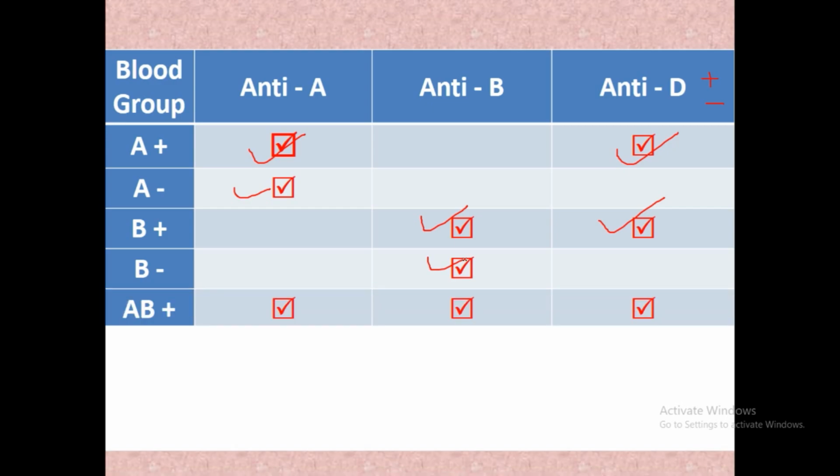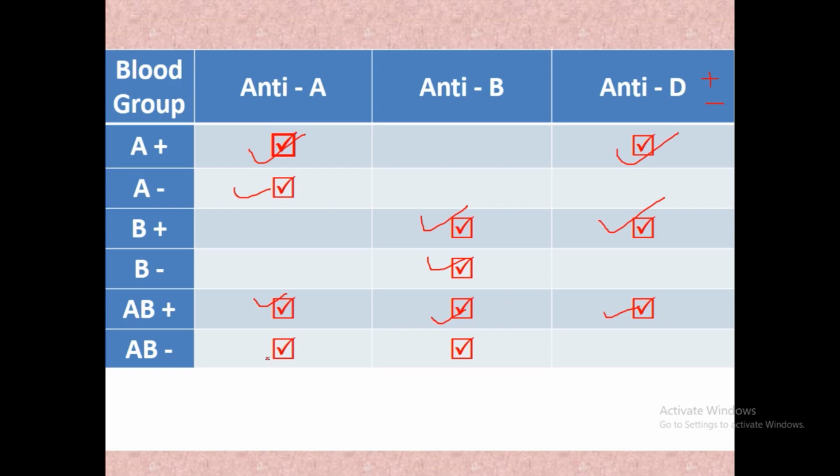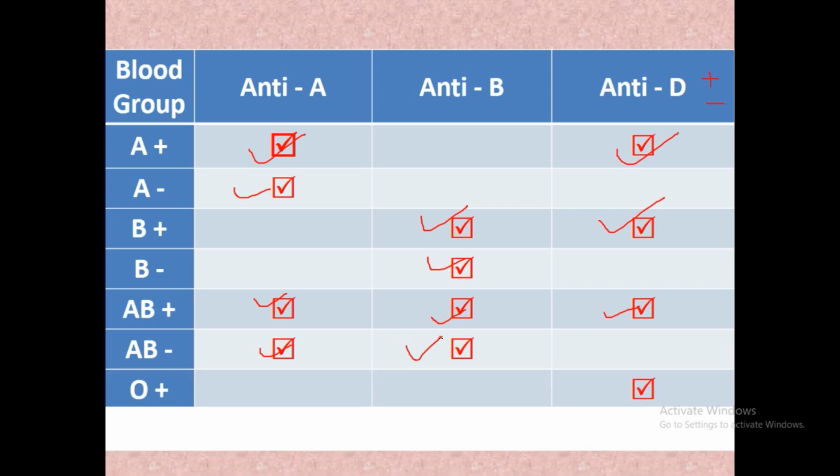If a person has AB positive blood group, we find agglutination in all of anti-A, anti-B and anti-D solution. If a person has blood group AB negative, we find agglutination in anti-A solution and anti-B solution. If a person has O positive blood group, we find agglutination in anti-D solution only.